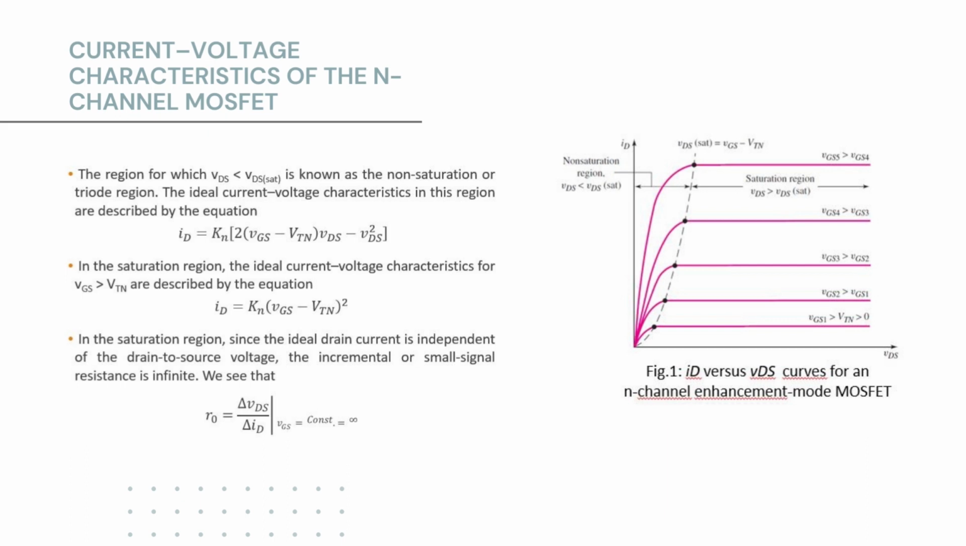In the saturation region, since the ideal drain current is independent of drain to source voltage, the incremental or small signal resistance is infinite. We see that R naught is equal to change in VDS upon change in ID. So this is equal to an infinite value.